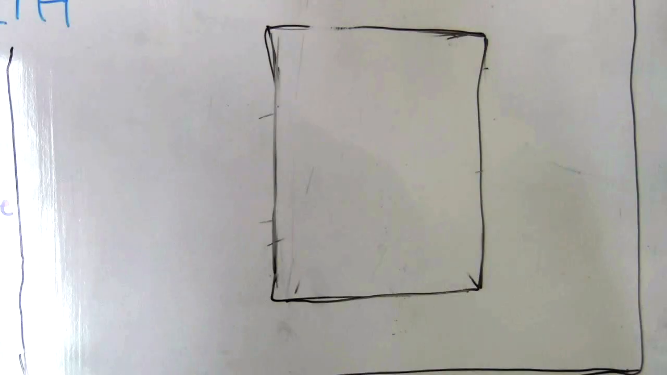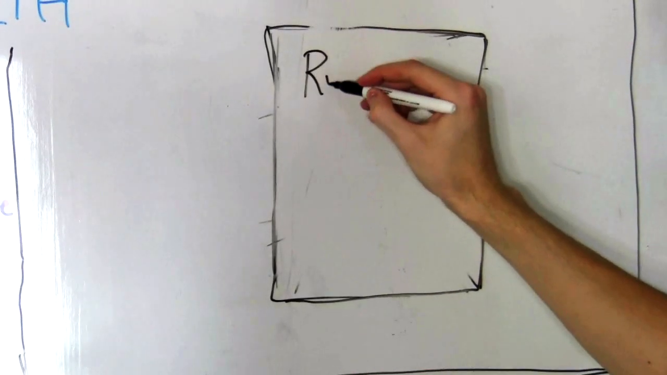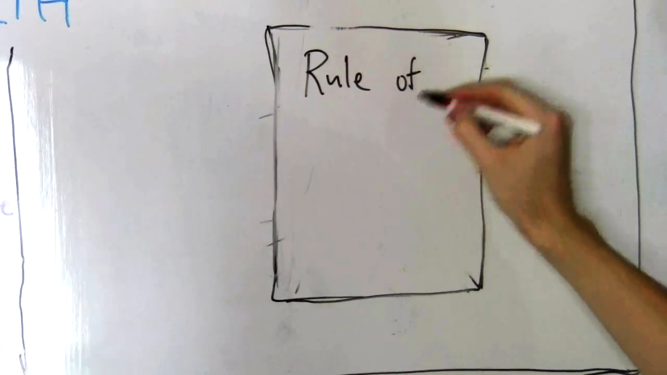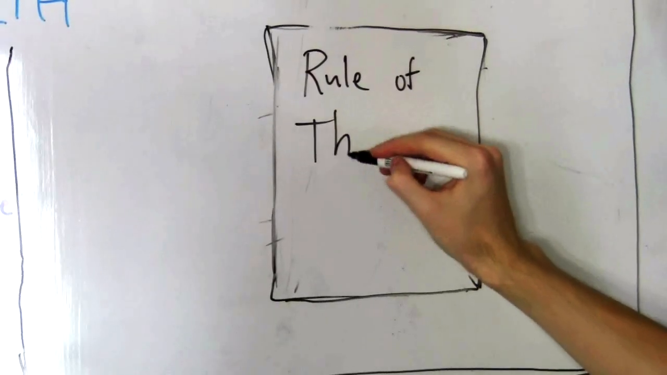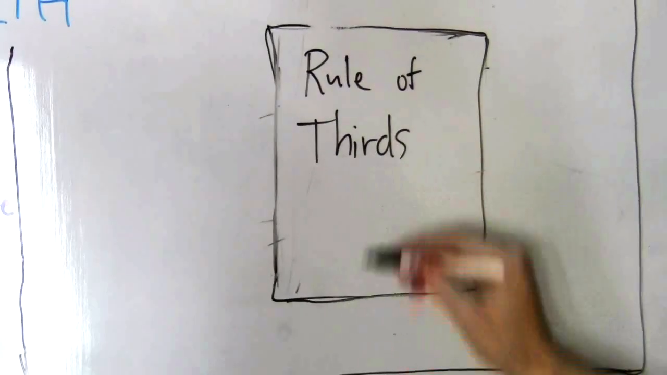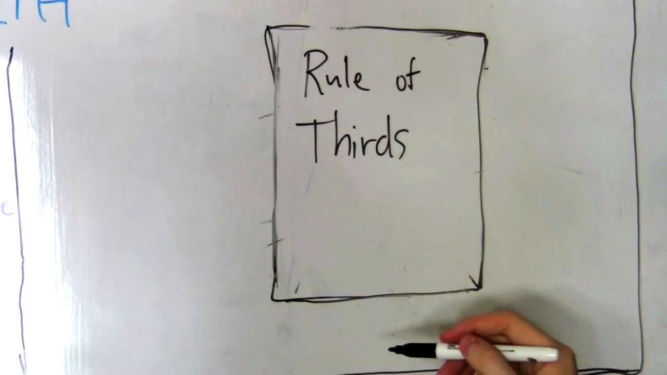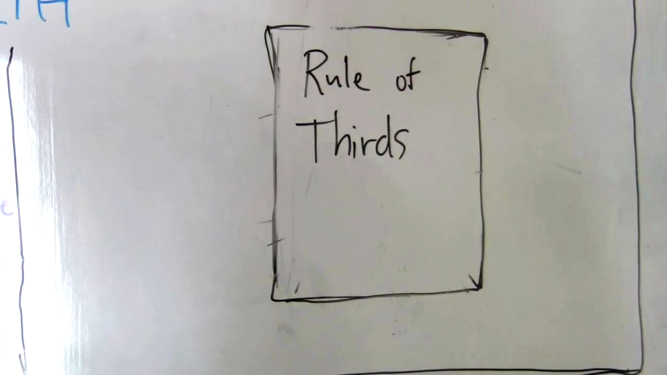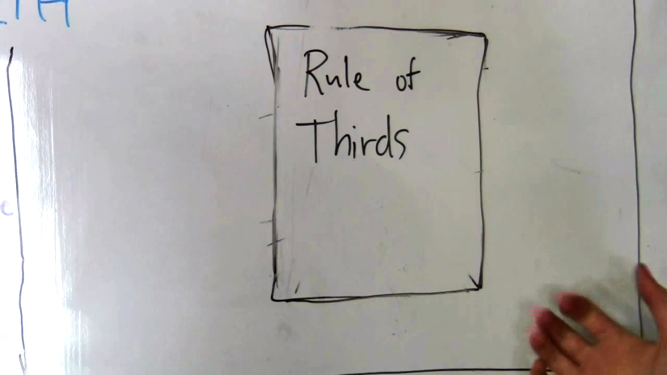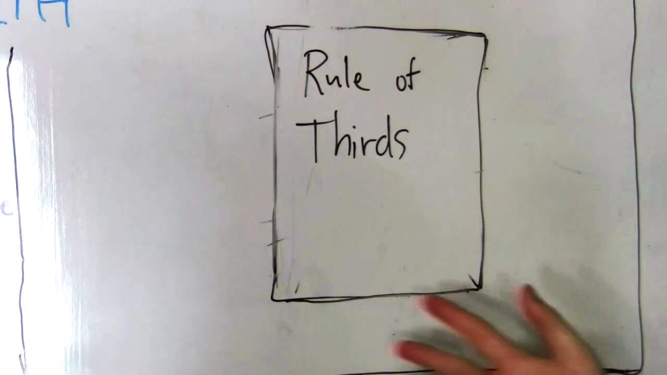So I hope this video was helpful. I'm not going to go into too much more and bore you to death. But hopefully you understand the rule of thirds. Look into it some more and check out some older artwork and see how they used the rule of thirds, see how they used composition, see how they used darks and lights and shading and shadows.